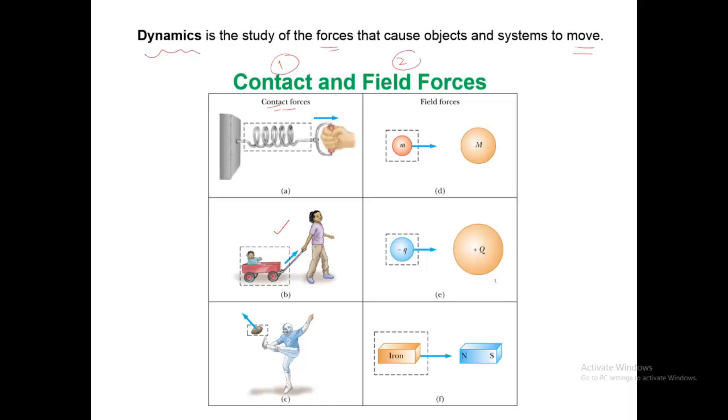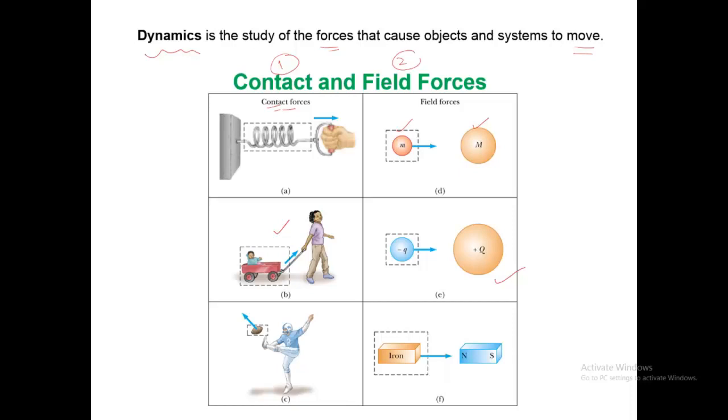Some forces are forces at a distance. There is no need to have direct contact with the object or with the other body. Like you see, there is a force of attraction between any 2 objects, this small object and this big object. We call it the force of attraction, the field force. Like the gravitational force of attraction between the sun and the earth, or between the earth and the moon, that is acting at a distance. Similarly, this is the electric force.